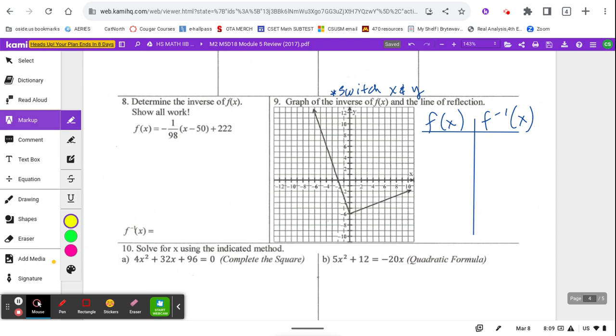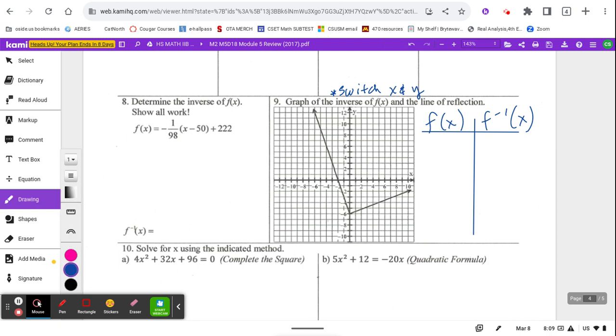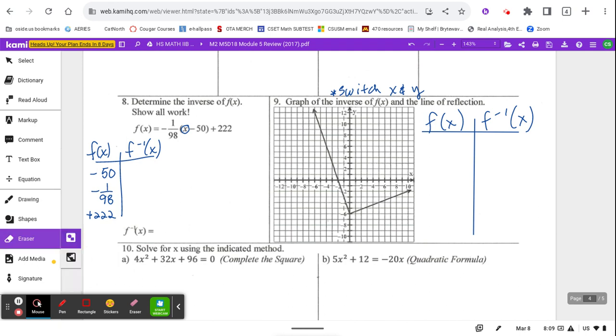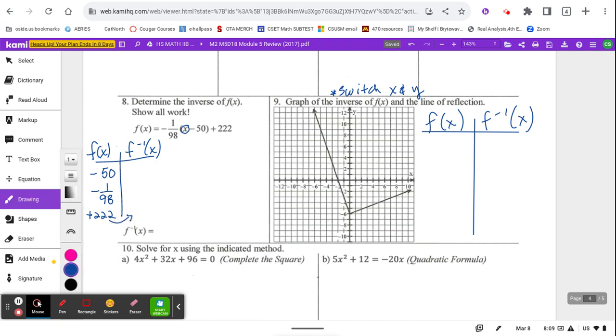Next, we're going to be doing inverse. I'm going to show you the table method. X, if I plugged in a number right here for x, like a 0 or a 1, what would happen to x first is we would be subtracting 50 from it. Then we would be multiplying by negative 1 over 98. Then we would be adding 222.